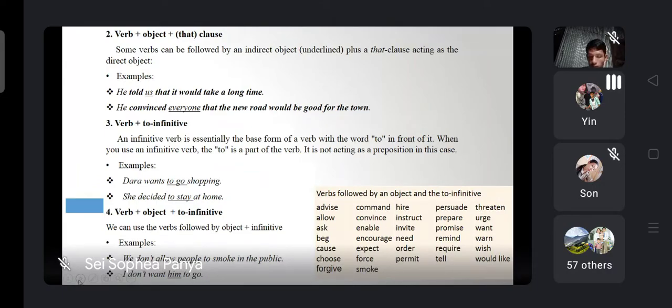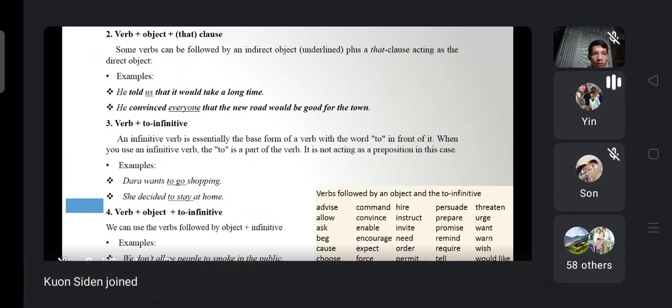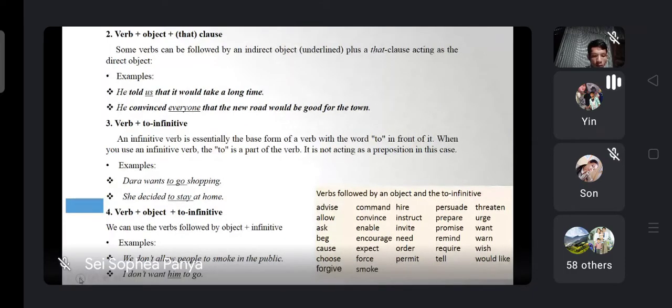We don't allow people to smoke in public. Allow people, I underline, is the object, and to smoke is the to infinitive. Number two, I don't want him to go. Him is the object and to go is called the to infinitive.